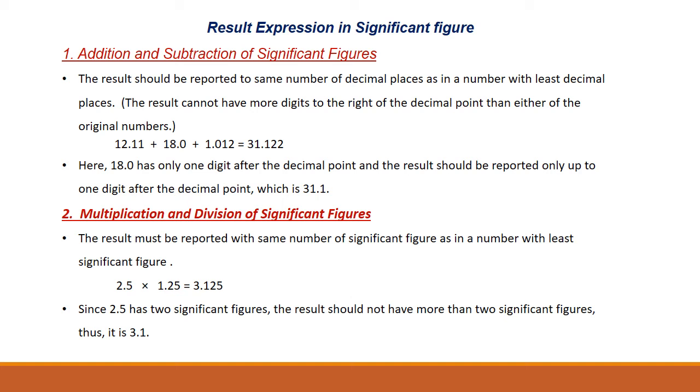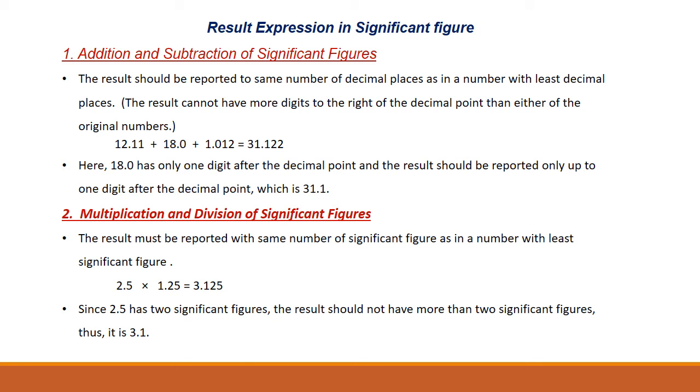During addition and subtraction, when we do any addition or subtraction, the result must have the same number of decimal places as the number with the least decimal places. In this example, 18.1 has the least decimal places. So the answer will be up to 1 decimal place, that is 31.1.